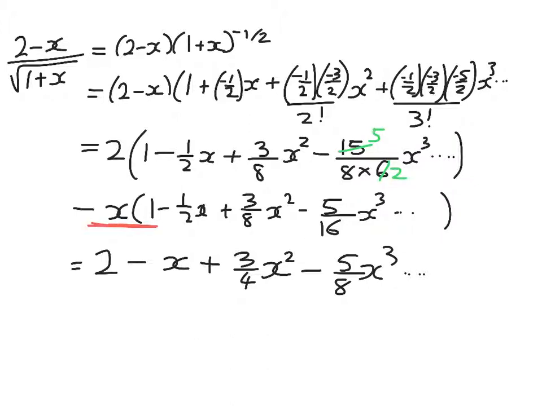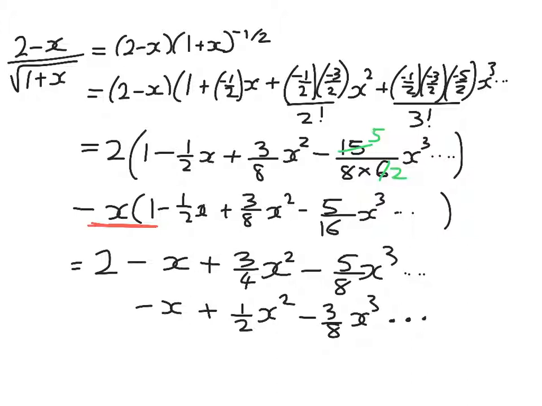So I'm going to put that first term there as minus x. Then the next one will be plus 1/2 x squared minus 3/8 x cubed. Now I'm not going to bother with this last one because I know that I just have to go as far as 4 terms.